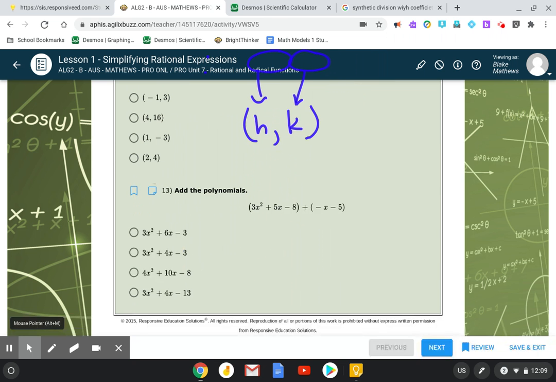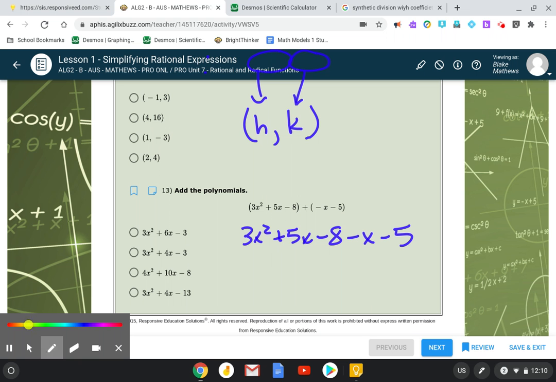Add the polynomials. I think you should be fine on this. This comes from our last unit, but you're basically combining like terms. So you need to find the terms that can be combined. You can drop these parentheses since it's plus. And then you need to combine like terms. 3x squared can't be combined with anything, but this can be combined with this, and this can be combined with this, and I'll let you finish that out to the end yourself. All right, so those are the review questions, and that covers lesson 1.